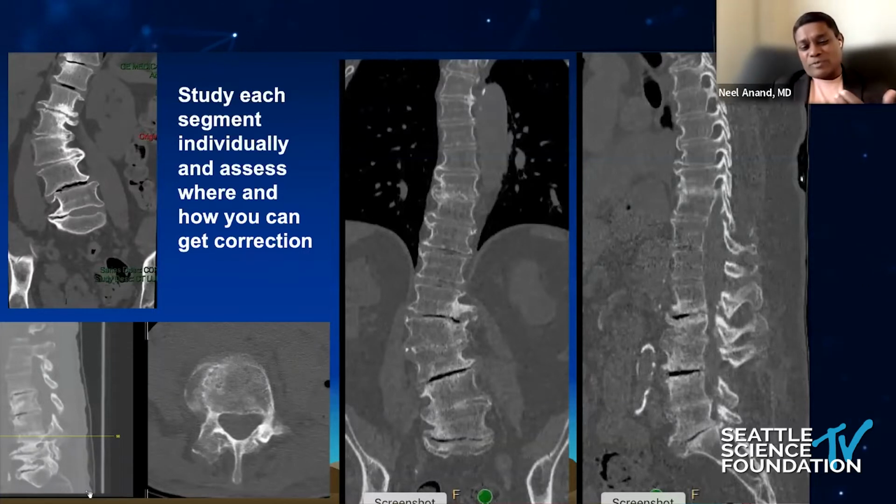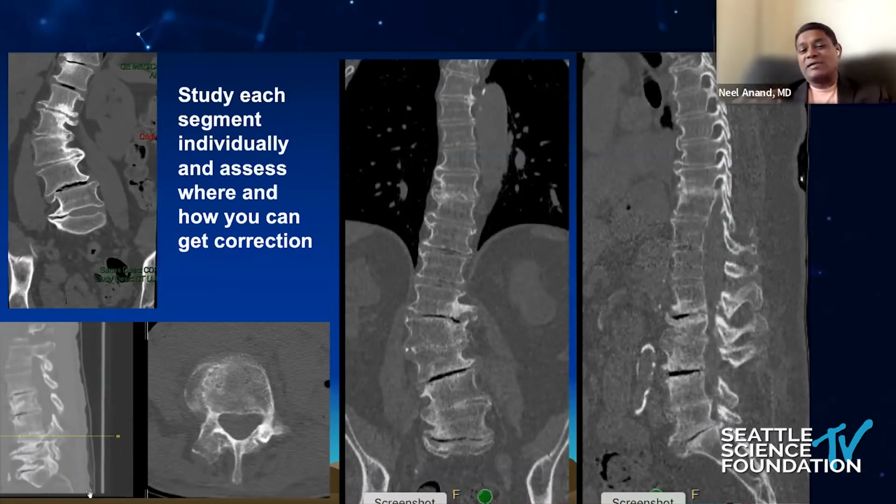So bending films are useless. All I need to know is whether that segment is fused. If that segment's fused, I cannot do a lateral there. I'm going up or down to get my correction. And that's what I need to know. I don't need an osteotomy. We still can get correction at the other levels.